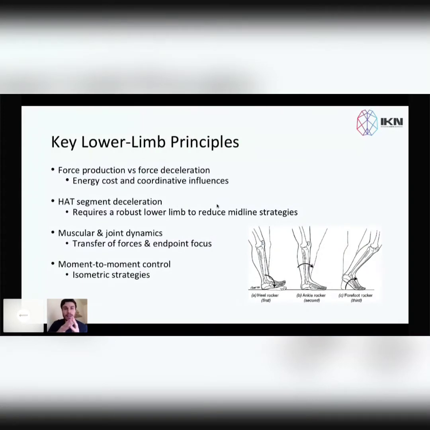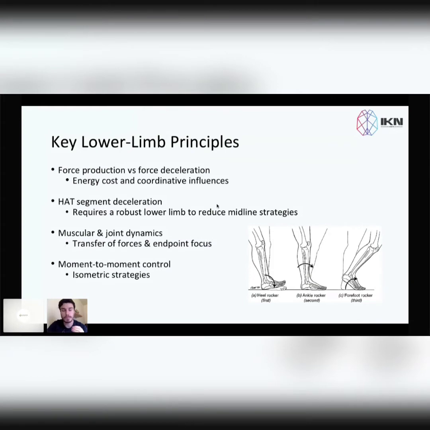So, key lower limb principles here. All right, force production versus force deceleration. We need to think about this. Because gravity is always acting on our body and always pulling us down, most of our movement in the real world is actually involved in decelerating stress or decelerating our body. We're trying to prevent movement. We're trying to resist gravity pulling us down. Okay, and so we need to be able to decelerate forces acting on our lower limb before we produce force.